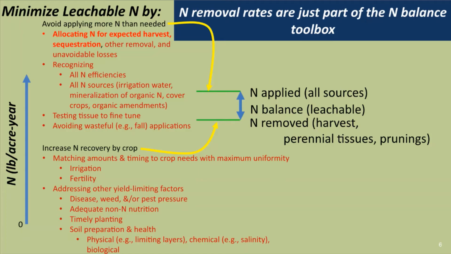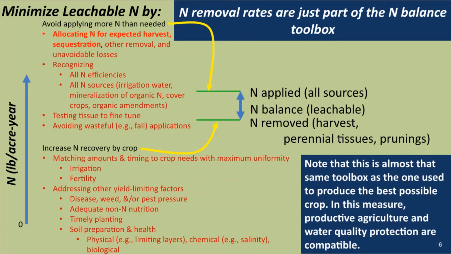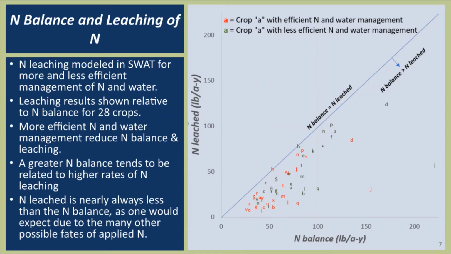I'm just going to observe that when you look at this toolbox, it's almost the same one that we use to produce the best possible crop. So in this way, productive agriculture and water quality protection are compatible, which is a good thing for the Irrigated Lands program. We really try to focus on these win-win types of approaches to achieving our water quality protection goals.